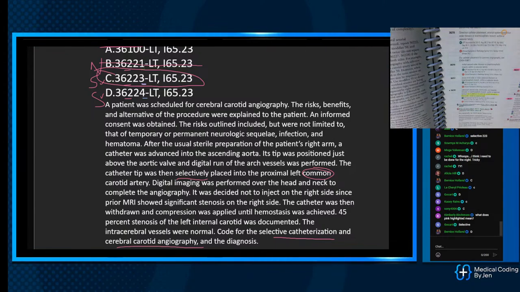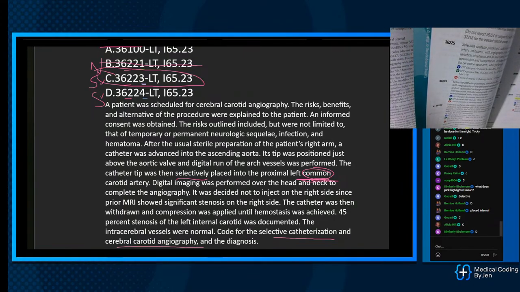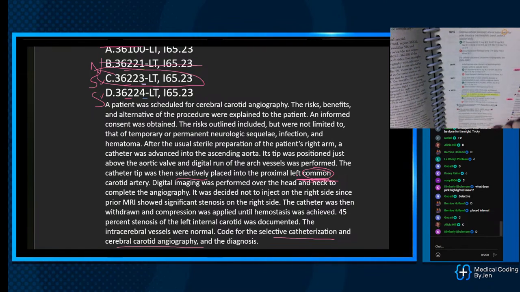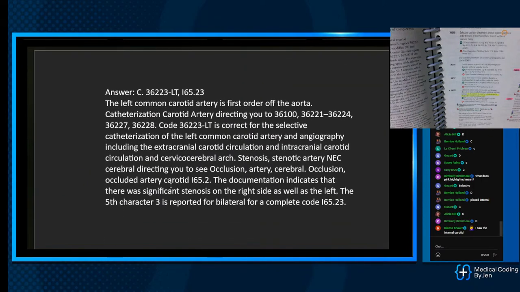Pink highlights mean that somebody somewhere posted that code could be important on their exam this year, or was important. Common. If you pick D, D is internal carotid artery. This was placed in the left common. If you look at 223, it's common carotid. I'm looking inside the CPT code descriptors. And there's your rationale for that.